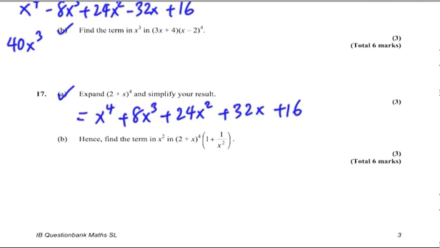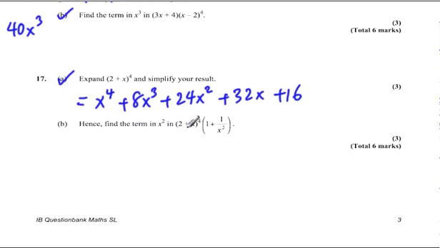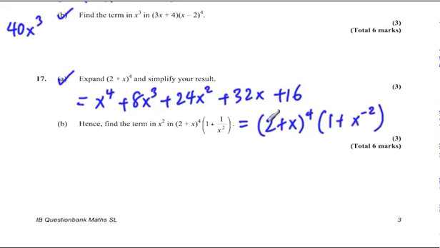Okay, so now let's do this one. Hence, find the x squared term in this expansion. Remember, the first thing to do whenever you see a reciprocal is always multiply it out. So we get (2 plus x) to the power of 4 times (1 plus x to the negative 2). Just do that and it'll make your life easier.